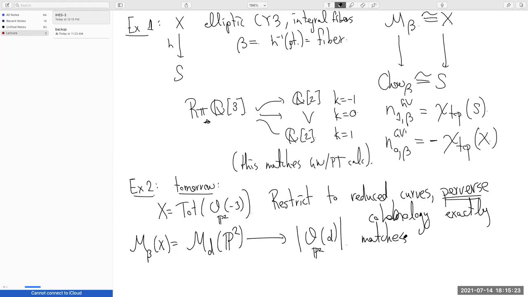To match the contribution from the curve counting theory. And I'll explain this next time. I just want to indicate there are really situations where you actually need the perverse cohomology to get the right answer, and then it matches up beautifully.